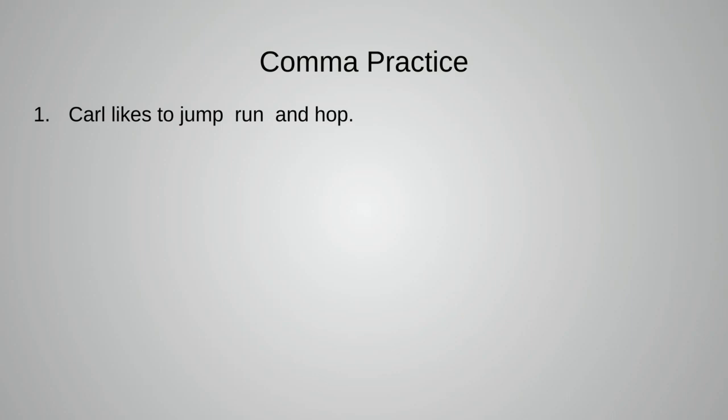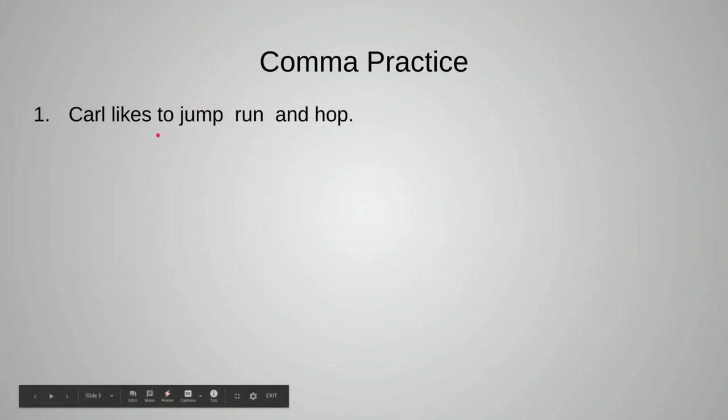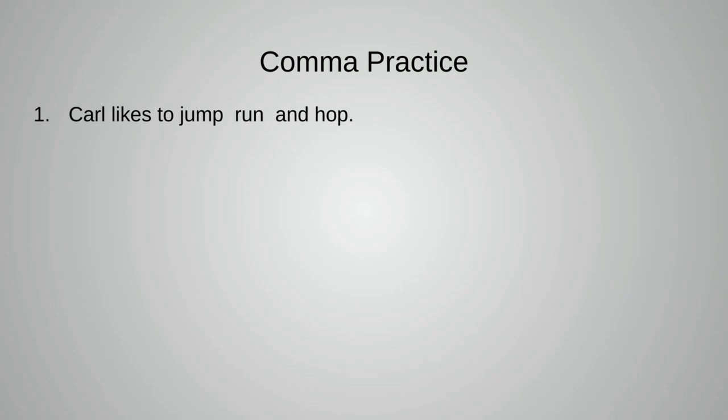Carl likes to jump, run, and hop. So we have to insert our commas. Okay, so let's reread our sentence and see what items we are separating. Carl likes to jump, run, and hop. Okay, so it is telling us 3 things that Carl likes to do. So Carl likes to jump, comma, run, comma, and hop. Okay, so we put a comma in between jump and run, and in between run and hop.